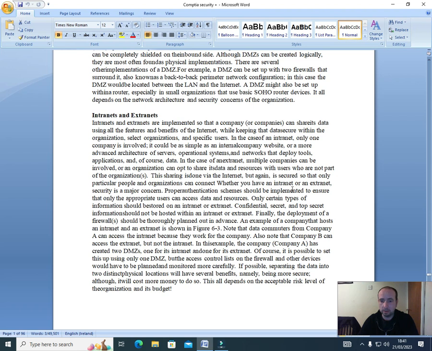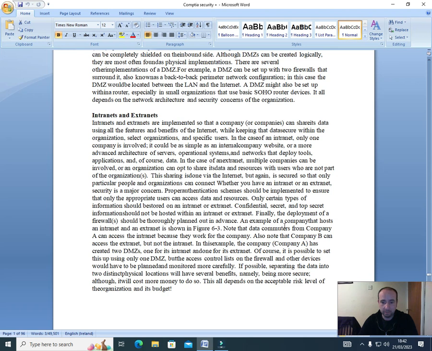Whether you have an intranet or an extranet, security is a major concern. Proper authentication schemes should be implemented to ensure that only the appropriate users can access data and resources. Only certain types of information should be stored on an intranet or extranet. Confidential, secret, and top secret information should not be hosted within an intranet or extranet. Finally, the deployment of firewalls should be thoroughly planned out in advance.